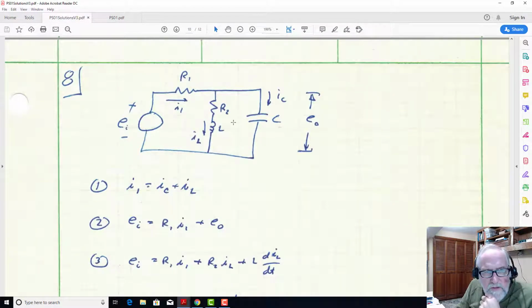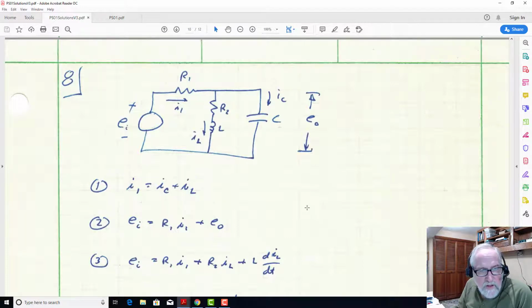Here I redrew the system and showed E sub O here. You could have called it E sub C if you wanted to, or anything else, but that's the voltage across the capacitor. We know that's a variable that we're interested in. I labeled three currents: I sub 1, then I called this I sub L because that's something we want, and then this other one you could call anything you want, but I'll call it I sub C.